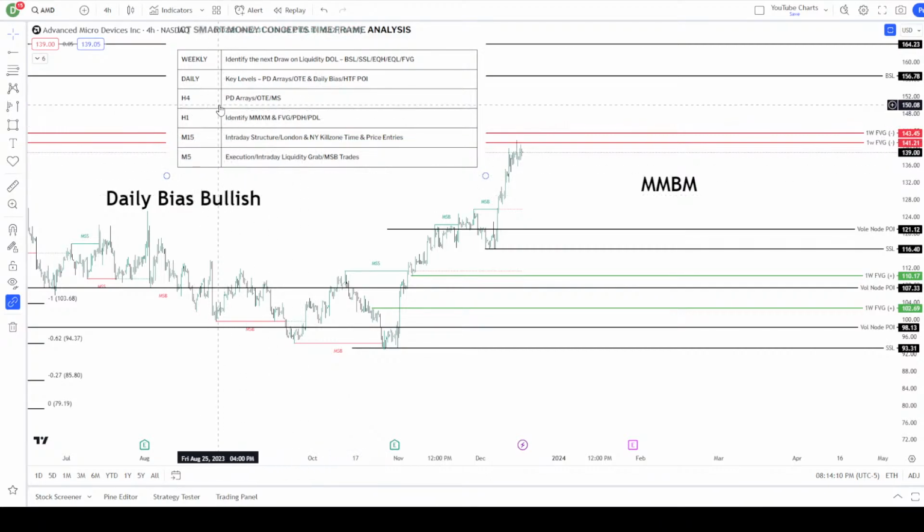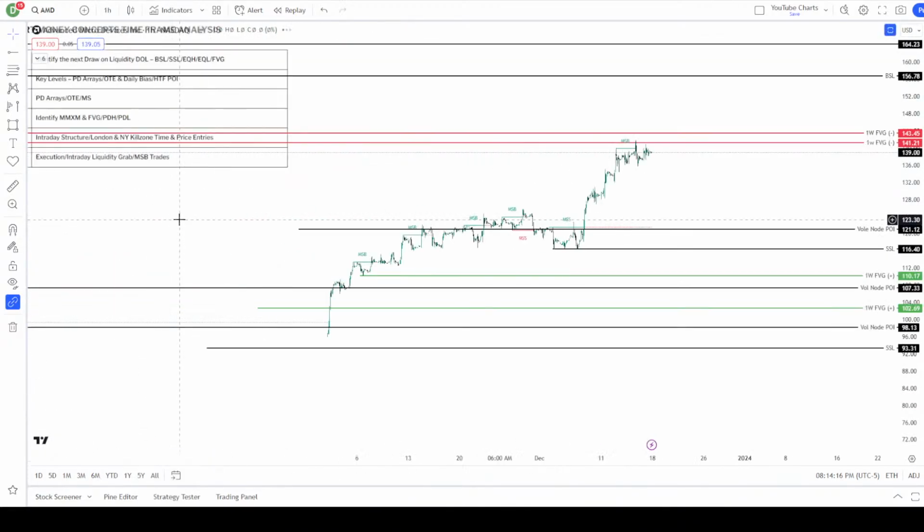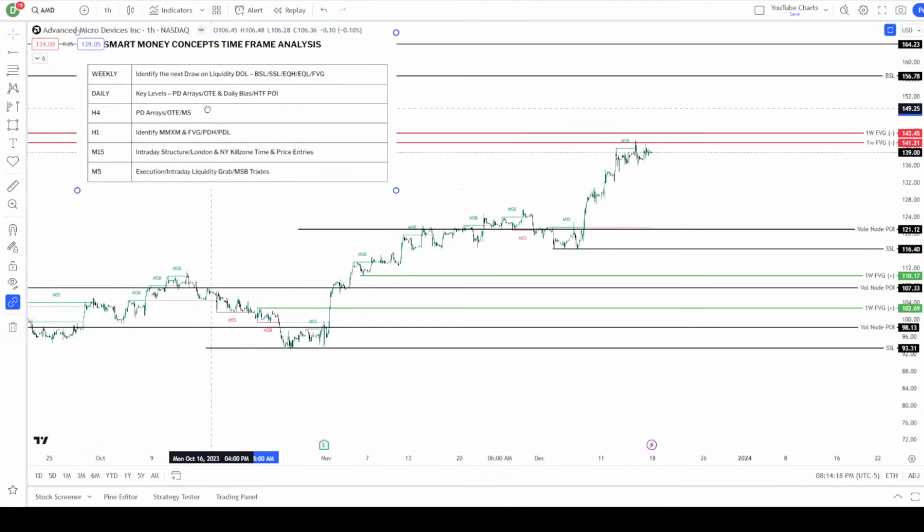Yeah, so we got that, Peter A's. Yep, we got market structure. Okay, let's drop down to the 1 hour, and on the 1 hour we've already identified that we're in a market maker buy model.